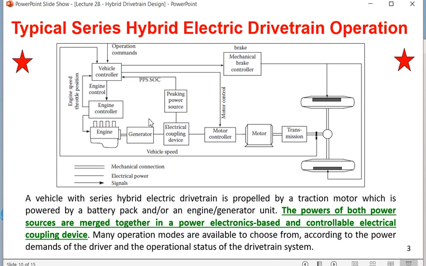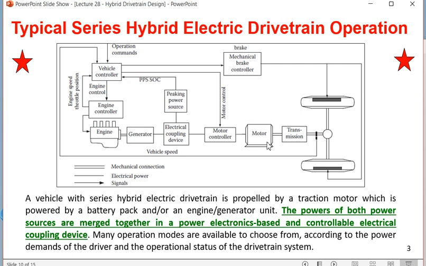In case of series hybrid, this generator is giving electricity to this coupling device. The peaking power source is also giving electricity to the coupling device. The whole electric power is getting combined here. They are getting converted to DC or AC depending on the type of the motor. So more than 2 kilowatt hour, we are not going to use a DC motor. Less than 2 kilowatt hour, we are going to use a DC motor for driving of the vehicle. So for very small electric vehicles, we can use a DC series motor. For bigger vehicles, we are going to use a BLDC motor or a switched reluctance motor, that is called SRM.